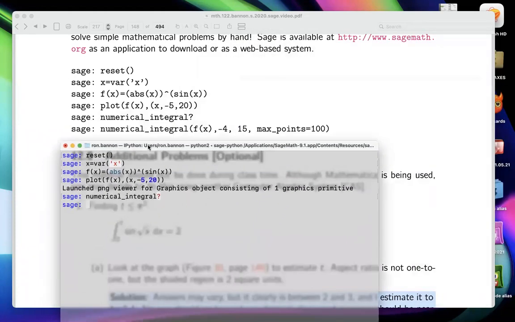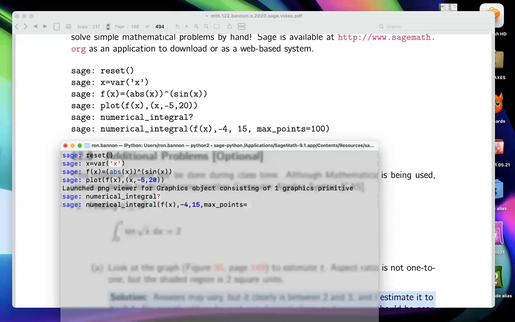So let's type this in. I'll hit tab again, and I want numerical integral. I hope you see what I'm doing here, right? And then f of x, and I want to integrate it from -4 to 15. And I'm going to set a parameter here, maximum points. And certainly someone says, what are you going to do? It's like the precision of this thing. It's going to take 10 points. All right.